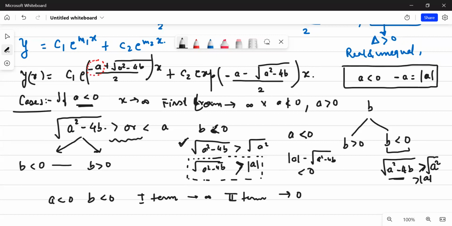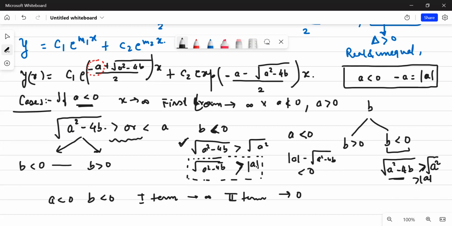Look, if b is less than 0, then root over a square minus 4b will be greater than root over a square. Or in other terms, root over a square minus 4b would be greater than the magnitude of a. Now, come back to the original problem. The original problem was, if a is less than 0, then what about minus a? Minus a can be written as modulus of a. This is modulus of a minus root over a square minus 4b. I've already stated that root over a square minus 4b is greater than modulus of a, which implies what?